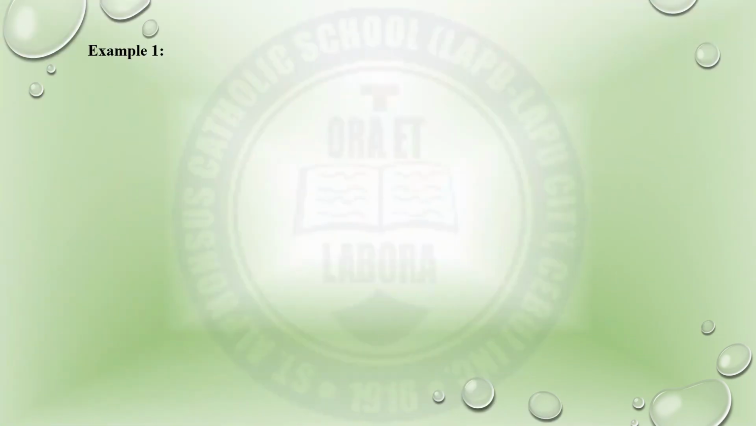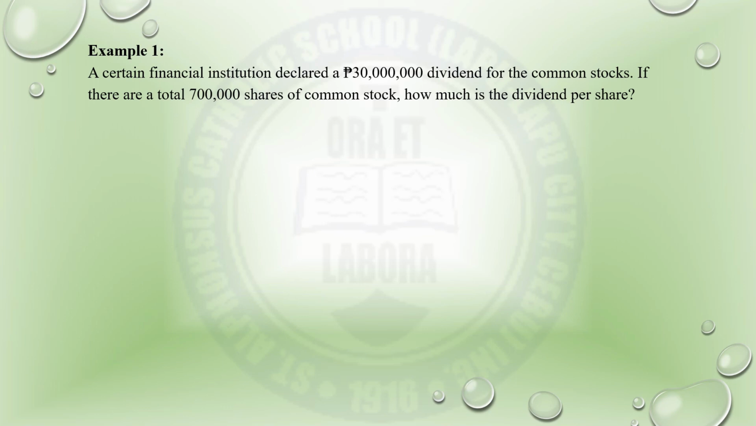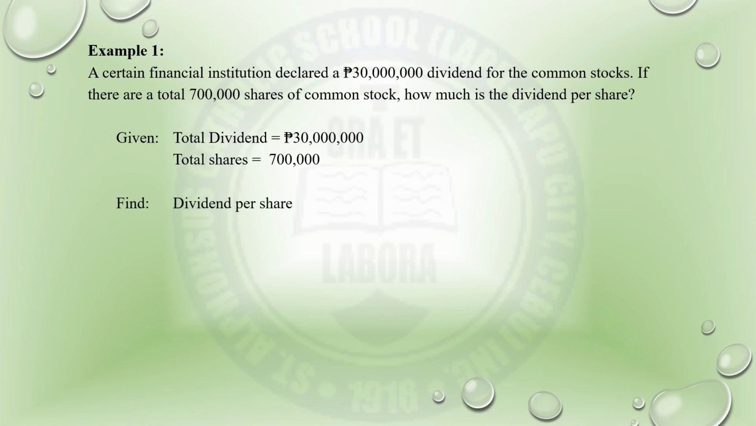For example number 1, a certain financial institution declared a 30 million pesos dividend for the common stocks. If there are a total of 700,000 shares of common stock, how much is the dividend per share? The given total dividend is equal to 30 million pesos. Total shares, 700,000. Then, we are going to find the dividend per share.